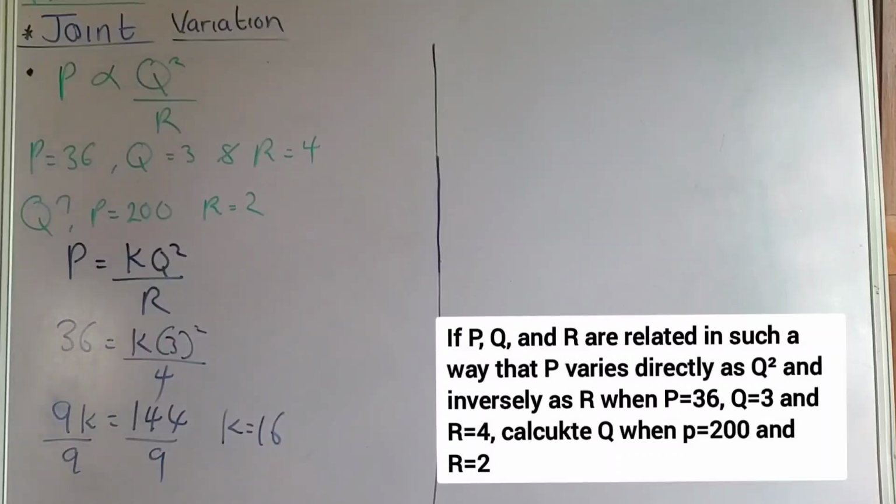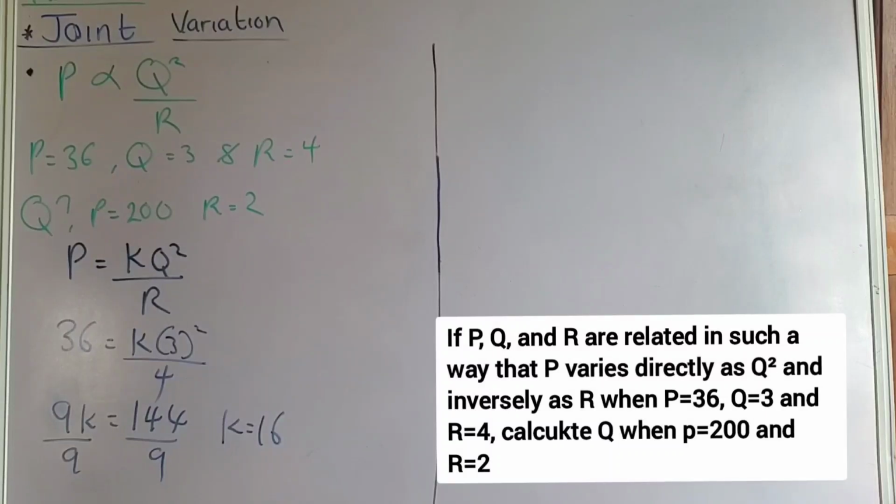Now, having gotten the value of k as 16, we can proceed to calculate the value of q when p is equal to 200 and r is equal to 2. You understand? So, how do we do that? Please pay attention.